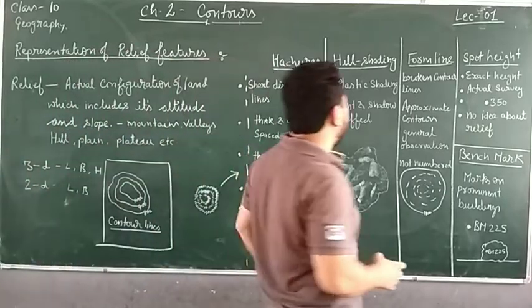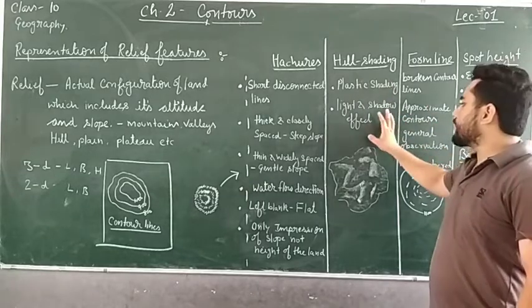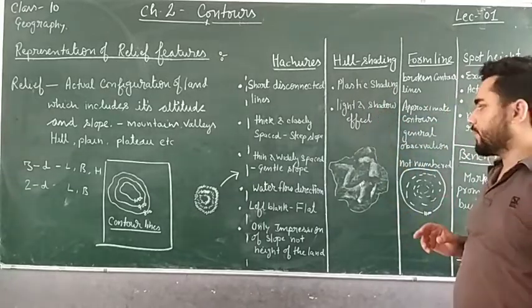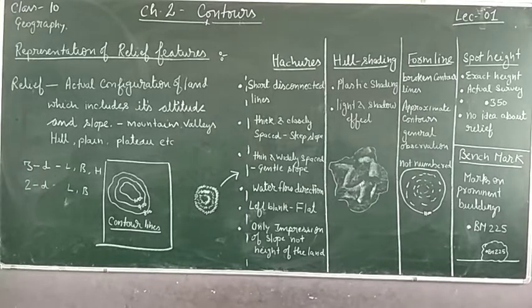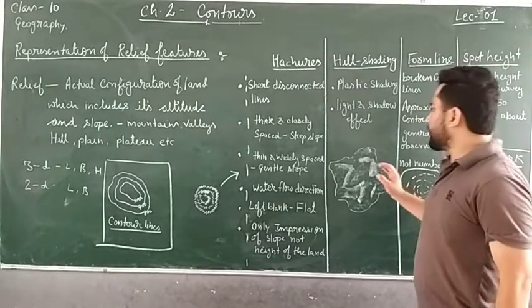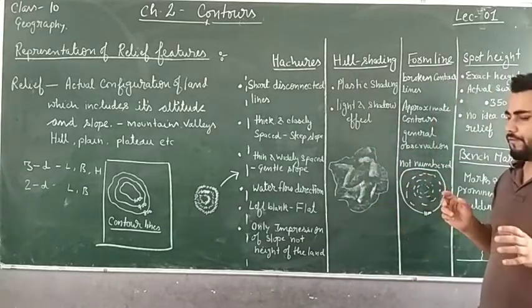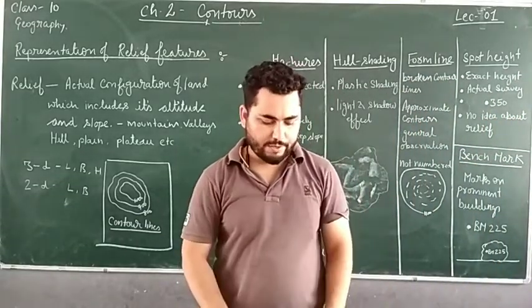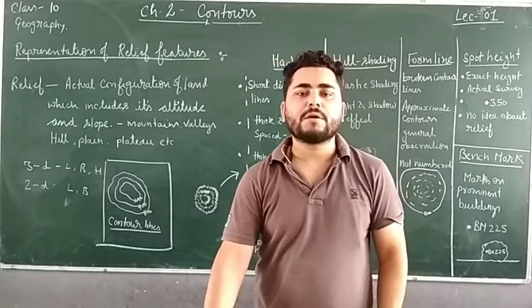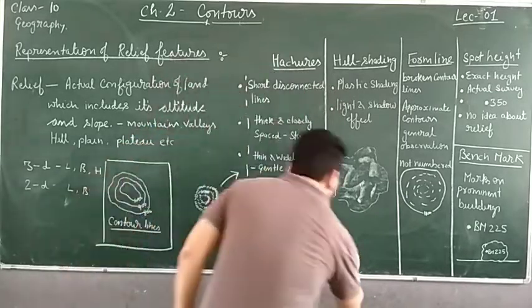So the second thing is hill shading. Hill shading is also called plastic shading, and it is based on light and shadow effect. What is the meaning of light and shadow effect? Suppose you are having a model of a landform. Suppose here I am having one model of a mountain, like the mountains in Sambhal. Suppose here I am having a model like this.